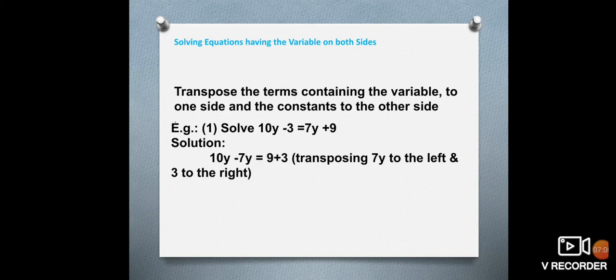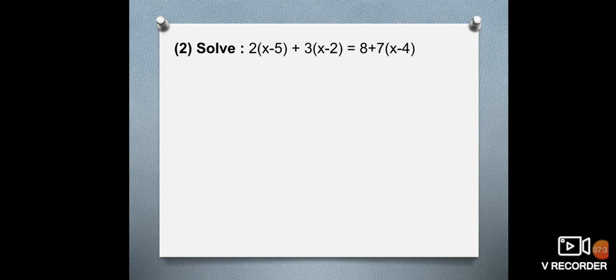So 10y stays here only, but I have brought 7y to the left hand side. And when it has come to the left hand side, it has become minus. And when minus 6 is transposed to the right hand side, it has become positive. So my equation will become 10y minus 7y is equal to 9 plus 6. And after solving, I will get 3y is equal to 15 and y is equal to 5. So in this way we can solve by transposing our numbers.